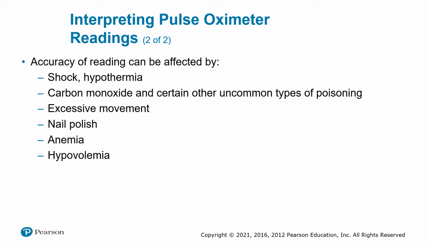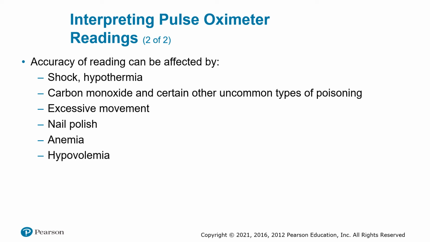Accuracy of the reading can be affected by shock or hypothermia. If they've got cold fingers, their blood is not circulating as well, and so the hemoglobin is not circulating as well. That doesn't mean they're not getting the oxygen they need, just that their hemoglobin isn't circulating.